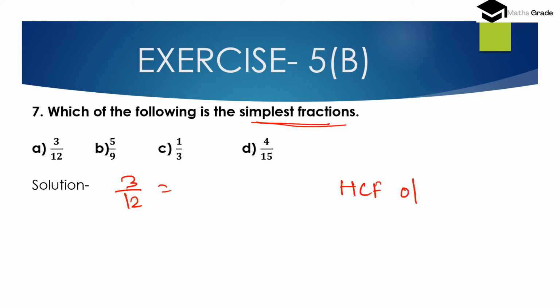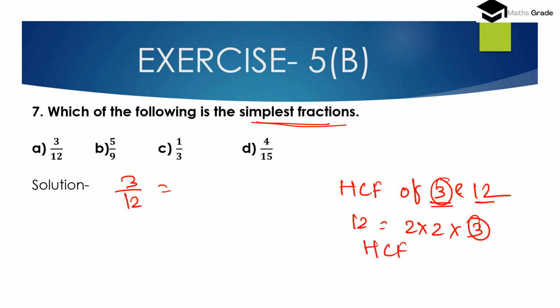HCF of 3 and 12. Here prime factorization of 3 is 3 and of 12 is 2 multiplied with 2 multiplied with 3. Both 3 and 12 have only 3 as a common factor. There is no common factor 2 in 3. So the common factor is 3, that is the highest common factor. Highest common factor is 3.